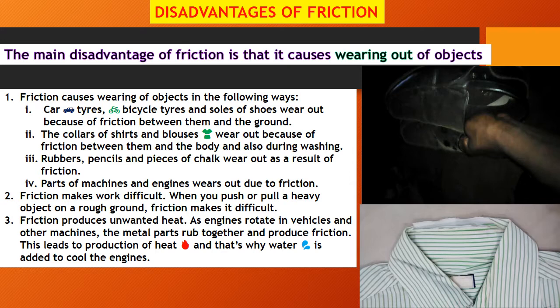2. Friction makes work difficult. When you push or pull a heavy object on rough ground, friction makes it difficult. Friction produces unwanted heat as engines rotate in vehicles and other machines. The metal parts rub together and produce friction. This leads to production of heat, and that's why water is added to cool the engines.